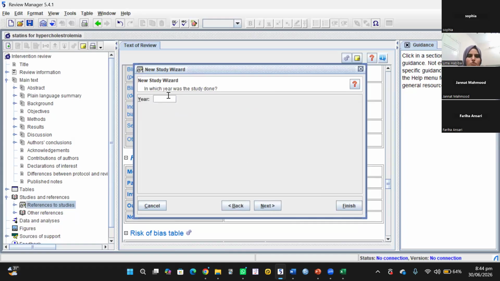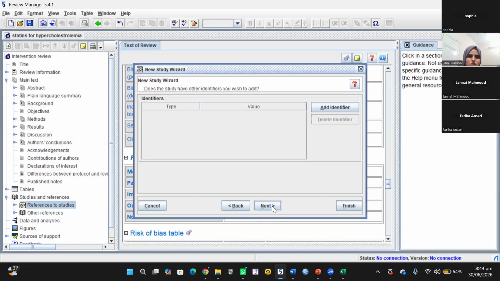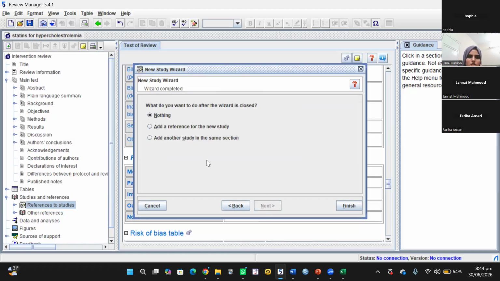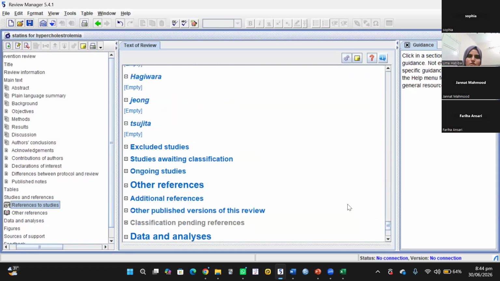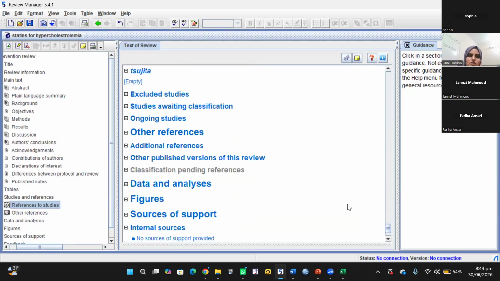Okay, I'll write 2011. Next. Now what do I want to do? I want to do nothing because I've added all 4 of my studies. I'll say finish. Now you can see here it has added all 4 of my studies.